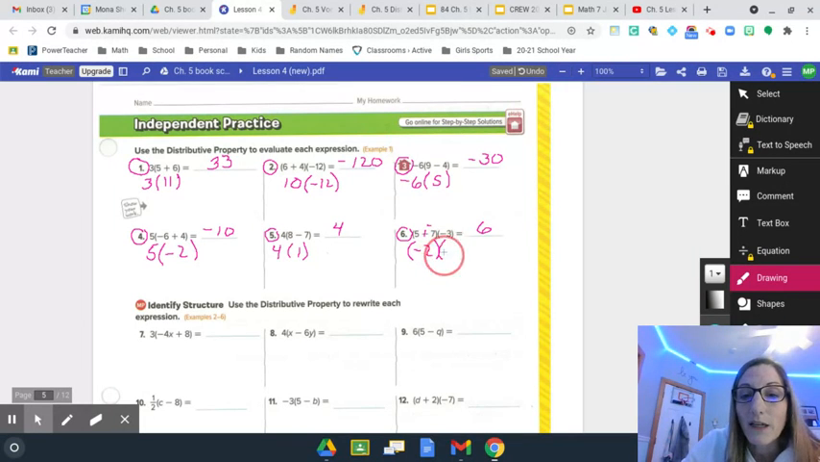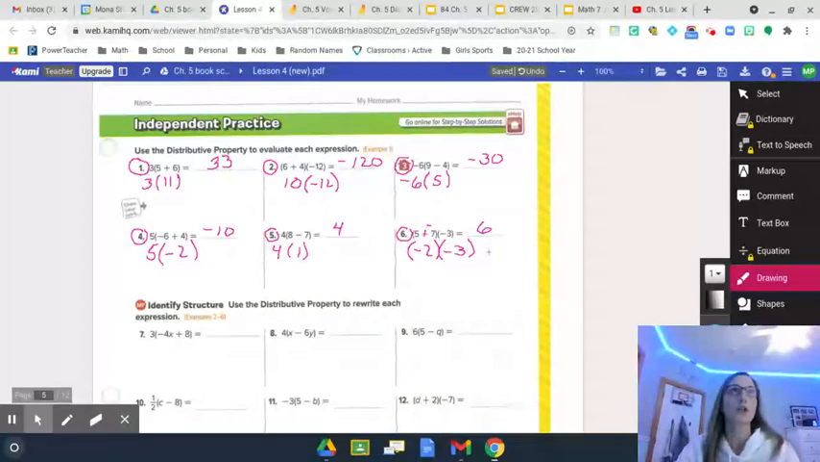-2 times -3 is a +6. So as you're going through these answers right now with me, if you have mistakes, especially with the negatives, then that is where you'll need to definitely make sure you take some time and you go to that quiz and you practice your integer rules.